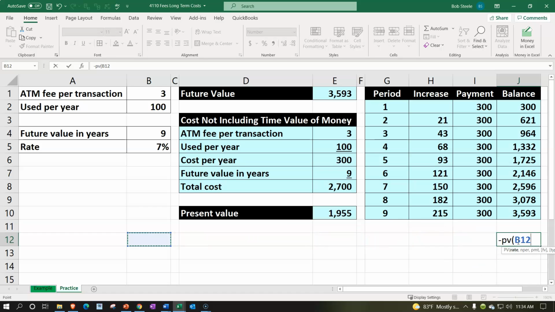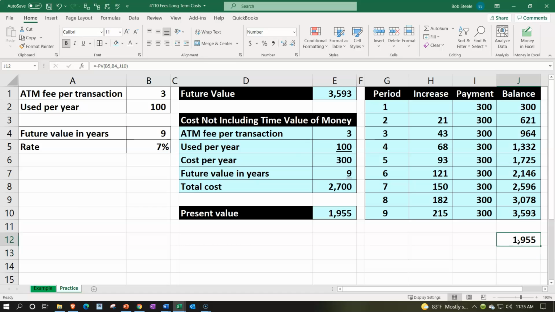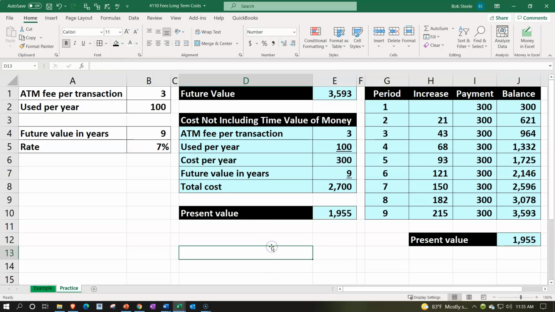The rate would be then this 7%, comma. Number of periods would then be 9 periods, and then comma, and then we'd get another comma because this is not an annuity, present value of 1. Therefore, we're going to pick the future value of that 3,593 and enter, and we get to that same 1,955. Let's put a bracket around that. Let's call that the present value. And so we can then format that for us. So you can see it a couple different ways here.